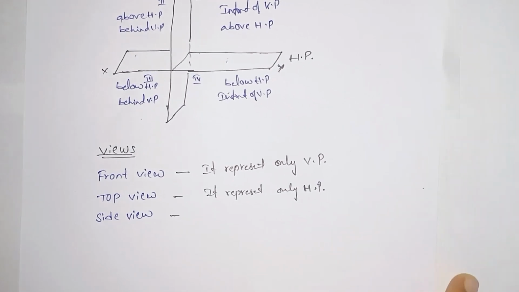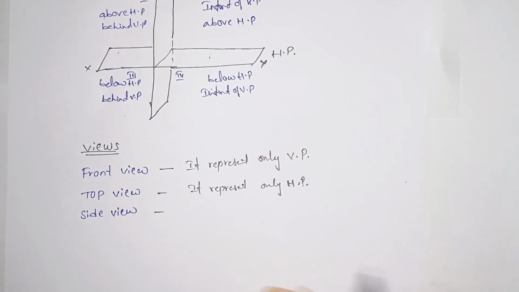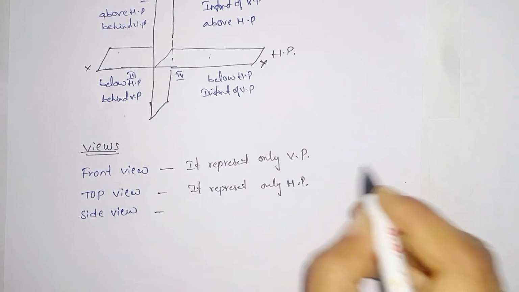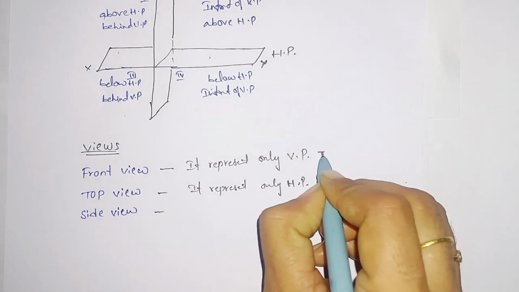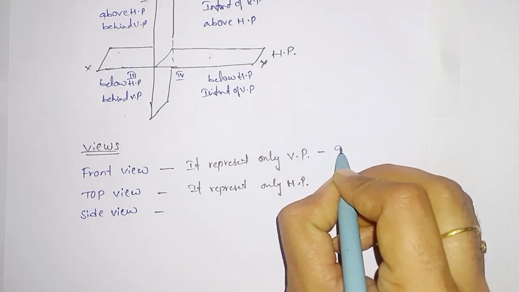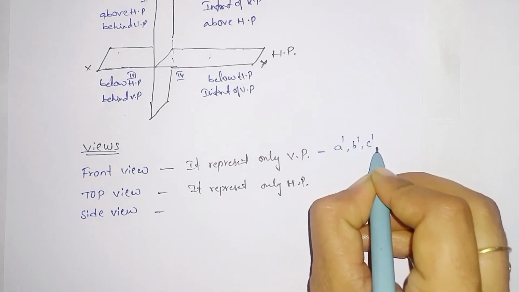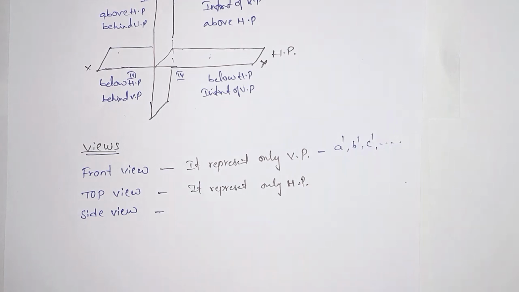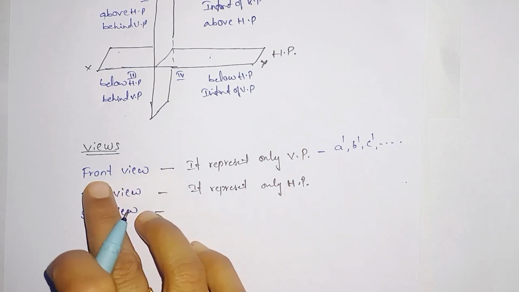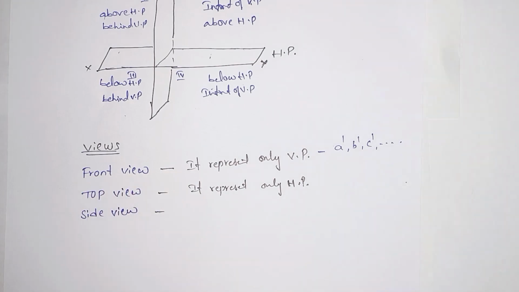You have to mention the representation of views. Suppose this is the VP. VP means front view, and the front view has a particular naming: A prime, B prime, C prime, and so on, or P prime, Q prime, or Z prime. Anything you represent with a prime means frontal view.